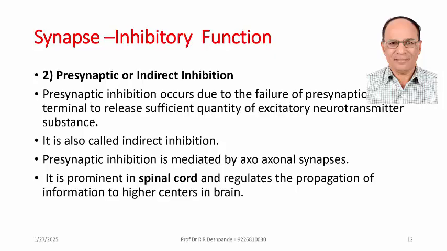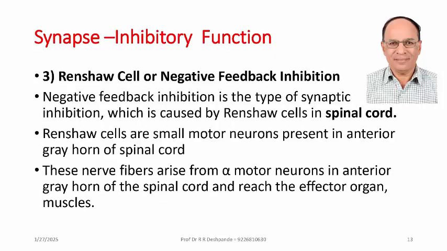Only you have to write down that Renshaw cells send inhibitory impulse to alpha motor neurons. Only this much sentence you write down. Renshaw cells send. Here neurotransmitter is not there. Renshaw cells are there. They send inhibitory impulse, same impulse, current, impulse to alpha motor neuron. That's it. To alpha motor neuron. Forget about all other sentences. Now I am moving further.